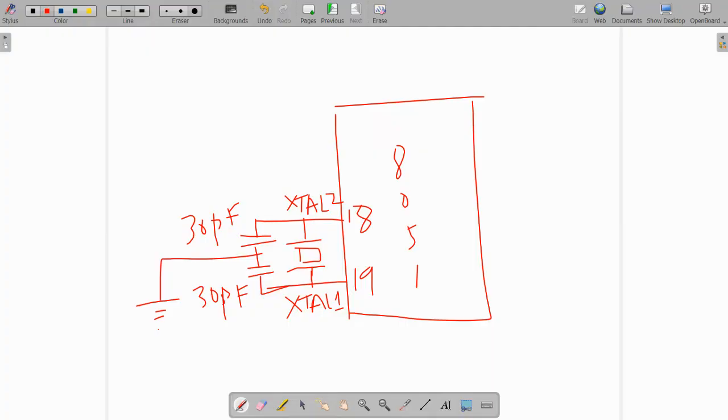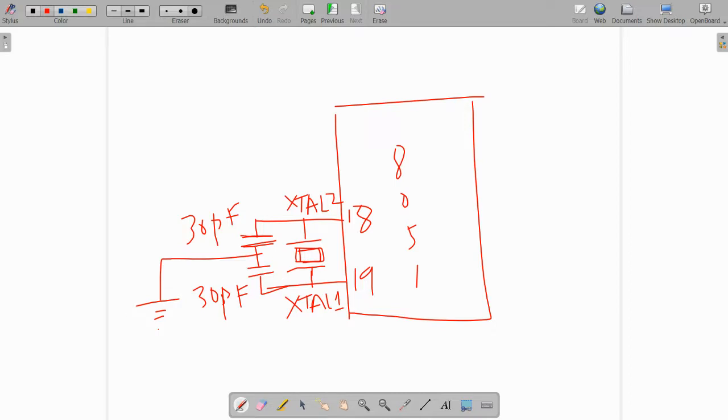Can you see the crystal is this? This is the crystal I drew just now. And to support this frequency, we have to connect two capacitors of 30 picofarad. This is external to the 8051. We have to connect it separately. So pin number 18 and 19 are connected in this manner.